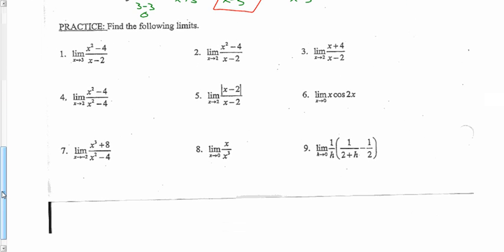What I'd like you to do is work on some of these, and I want you to hit pause so that you pause the video and work on these problems right here. I'm going to put all my work on my paper, and then when you hit play again, you'll get to see all of the work and all of the answers. So give it a go on these, and when you're finished, hit play again.